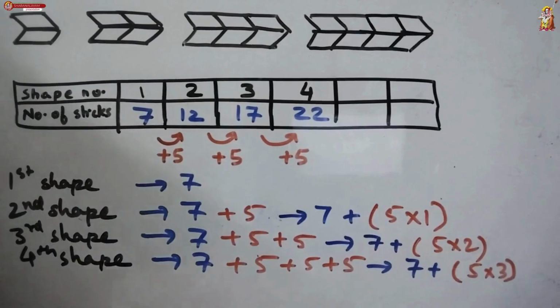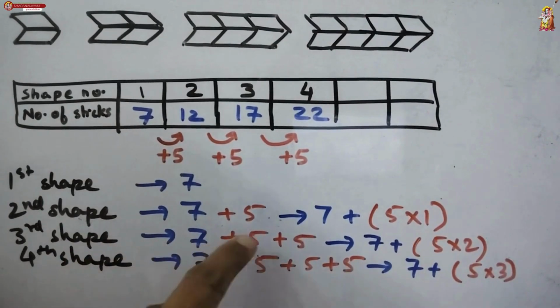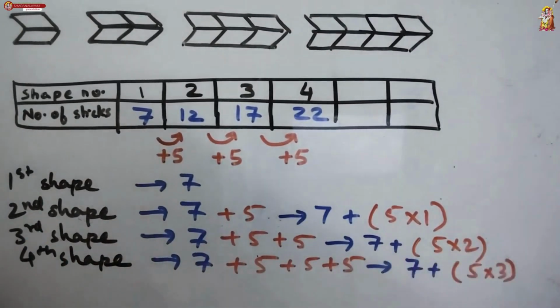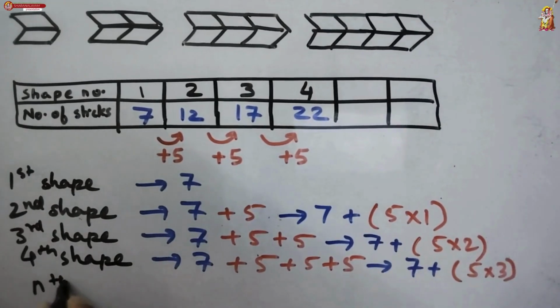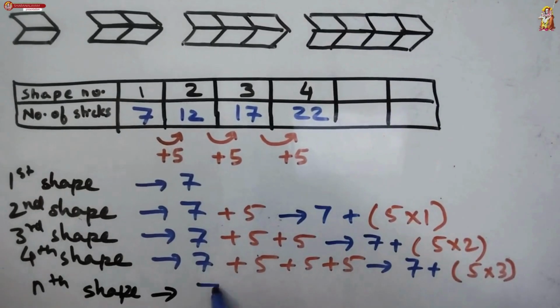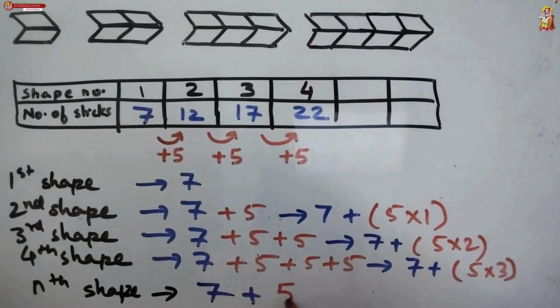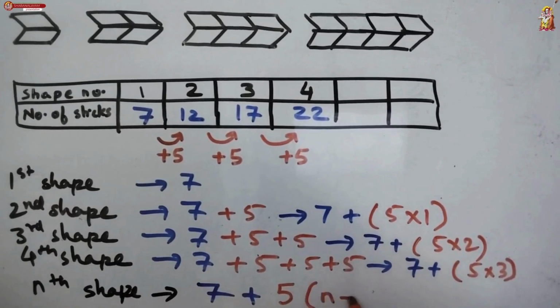Same thing. So the first shape will be having 7 matchsticks. Second shape will be having 7 plus 5, 7 plus 5 into 1. Third shape will be having 7 plus 5 plus 5, which is 7 plus 5 into 2. Fourth shape will be having 7 plus 5 plus 5 plus 5, which is 7 plus 5 into 3. So, nth shape, how much will that be having? 7 plus how many 5s? 5 into, yes, n minus 1, which is equal to 7 plus 5n minus 5.